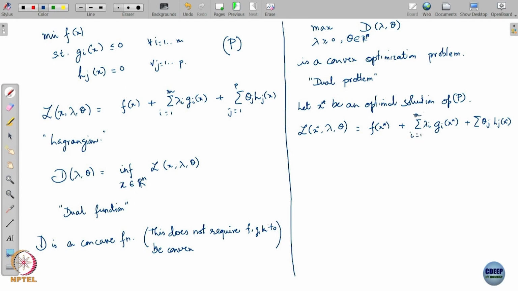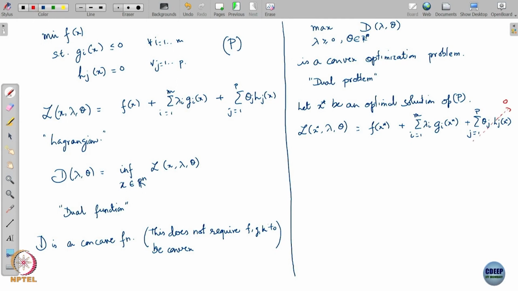i going from 1 to m for the inequality constraints and j going from 1 to p for the equality constraints. Now, what is it that you can observe here? If you look at these two terms, what can one say about these? Well, x star is an optimal solution of P. If it is an optimal solution of P, then at the very least it has to be feasible, which means that h j of x star has to be equal to 0, which means this term is actually 0.